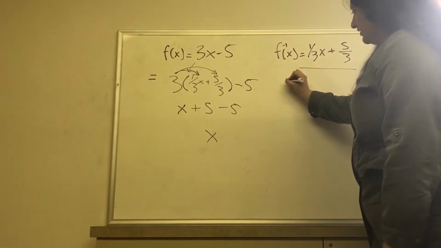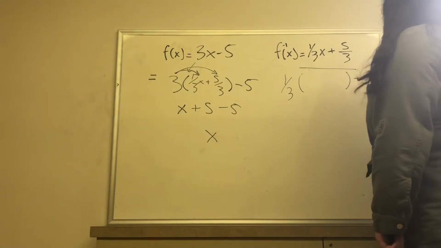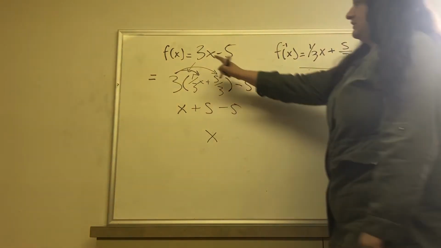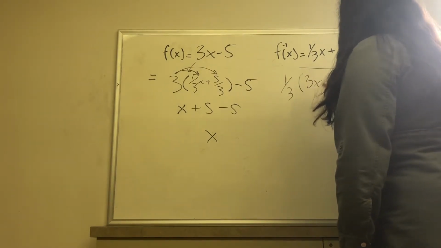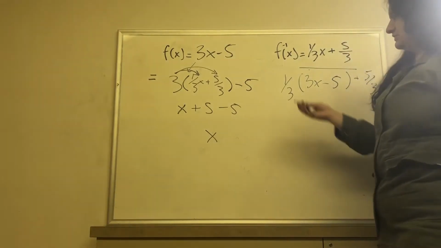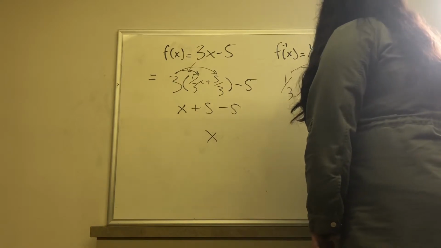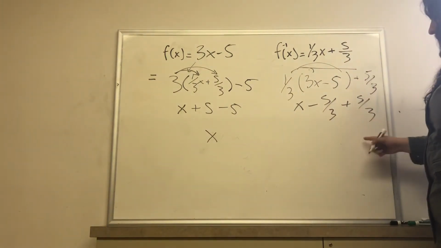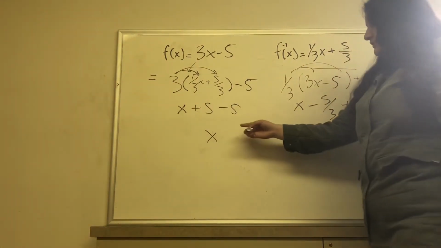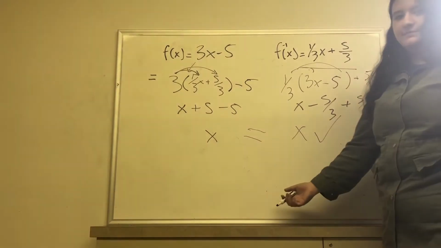And then for this next part, you're going to do the same thing. You're going to have 1/3, the parentheses, 5 over 3, and then you're going to substitute these numbers into here. So it's going to be 3x plus, minus 5. And then again, you're going to distribute this over here. So you'll get x minus 5 over 3 plus 5 over 3. And a negative and a positive, they cancel out. So you're left with x. And if these two equal x, then that means that they're inverse functions and that they're related.